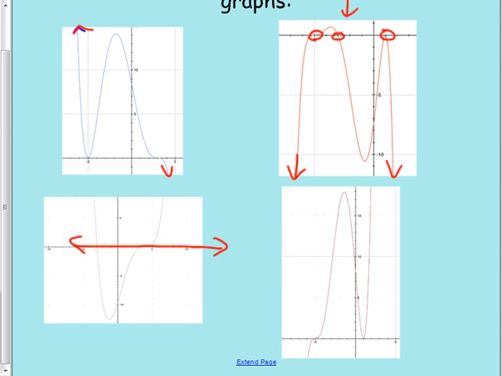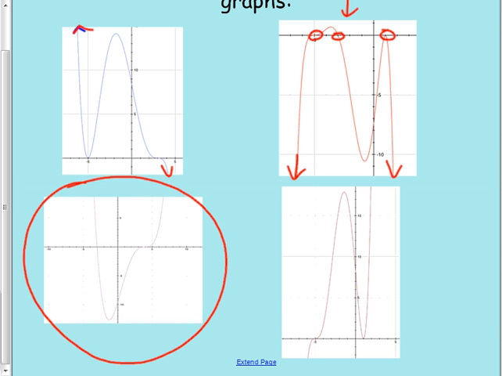Every graph is either going up or down on each end. So what would you say about this one? On the left, it's up, and on the right, it's up. It's that simple. How about on this graph? On the left, it's what? Down. On the right, that's it.